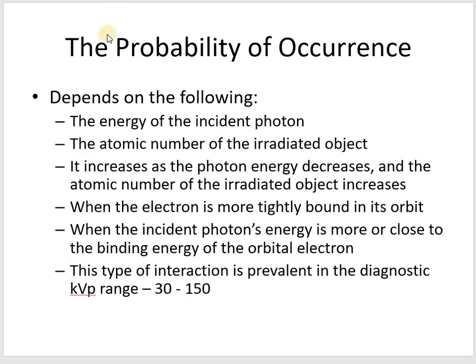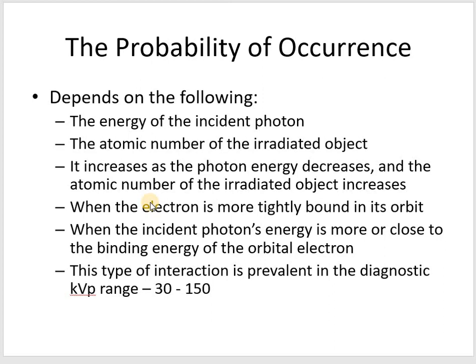As the energy increases, the photoelectric interaction decreases. If you remember all the figures that I've shown earlier, we had a look into that in terms of the cross section or the attenuation coefficient. And as the atomic number of the subject being irradiated increases, the photoelectric interaction increases. When the electron is more tightly bound in its orbit, the probability of photoelectric interaction is higher, so it normally occurs with the most tightly bound electron. So normally photoelectric interaction occurs with a K shell electron.